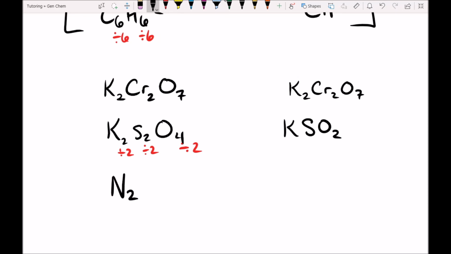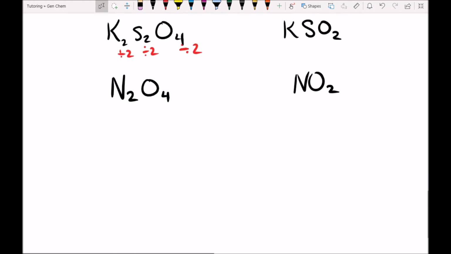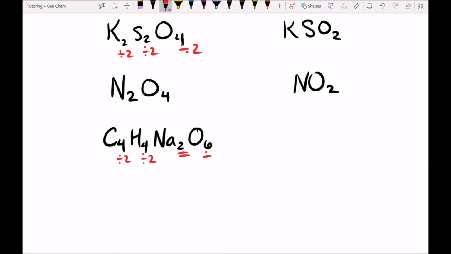Dinitrogen tetroxide, N2O4. Greatest common factor is 2, and we can divide 2 into both 2 and 4 and get 1 and 2 respectively. Sodium tartrate, C4H4Na2O6. The more different types of atoms there are, the trickier it gets to find the greatest common factor. But here we have 2, 4, and 6. We know that the greatest common factor can't be any larger than the smallest subscript, and in that case 2 divides evenly into each subscript.